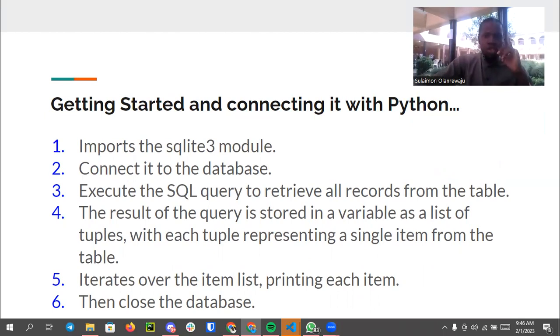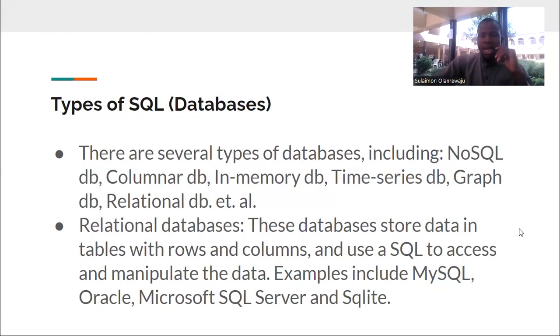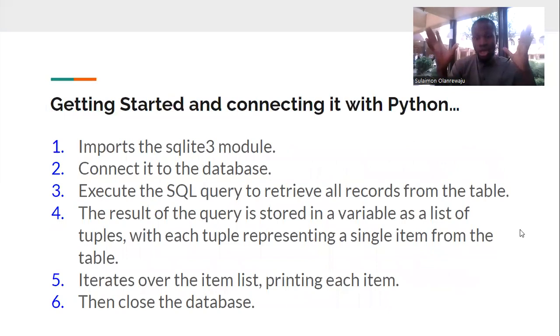So how do you get started with connecting an SQLite database to a Python file? First and foremost, you need to know that Python has modules for anything that you want to achieve. So we have the sqlite3 module, which we need to import. Then we need to connect our Python file to the database, which is the second step. The next step is we need to execute our structured query language.